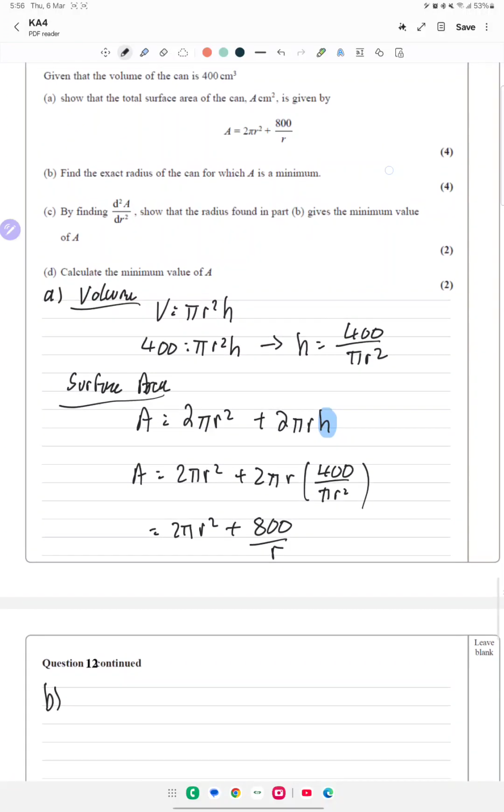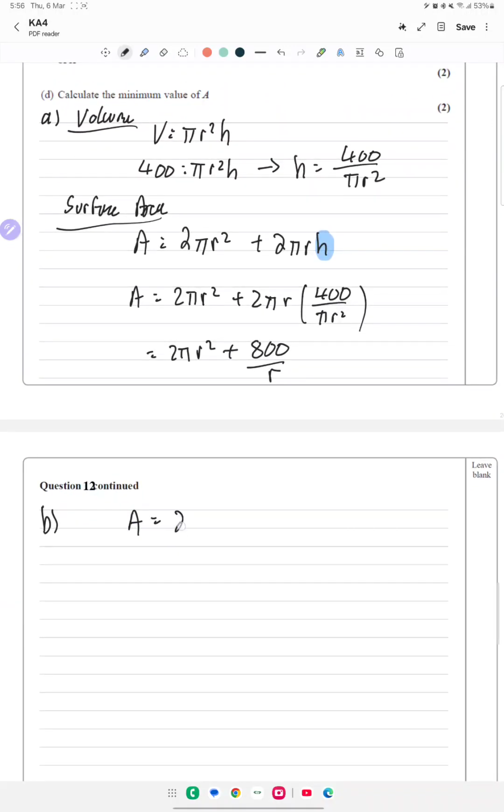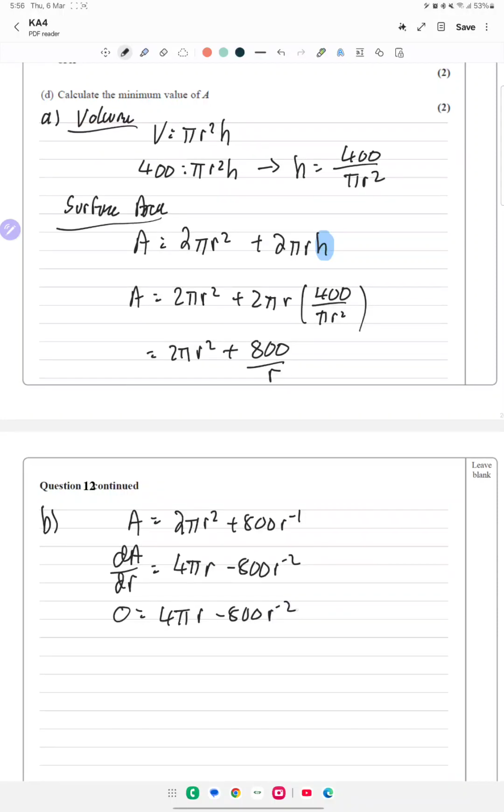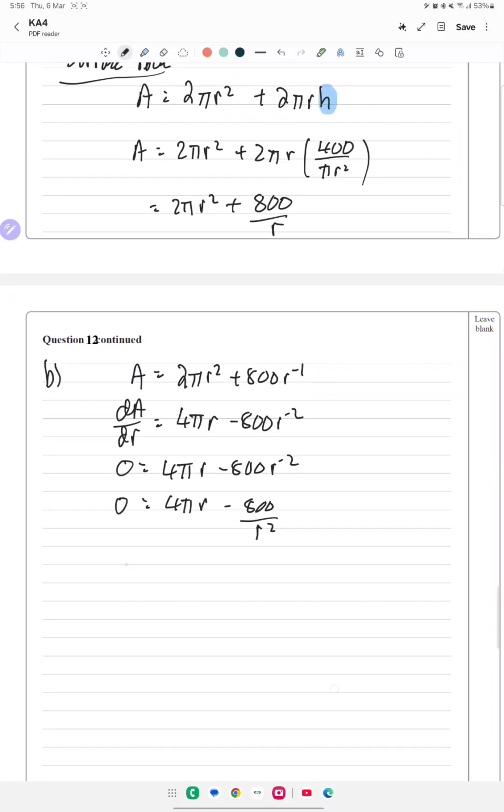So, part B, find the exact radius of the can for which A is a minimum. So, first thing, I'm going to rewrite A so we can differentiate it. And then let's do that. So 4 pi r minus 800 r to the minus 2. Now we need to find where that equals 0. My first thing to always do with negative powers of the unknown is we make it a fraction. Now we can divide by 4. So we have pi r minus 200 over r squared.